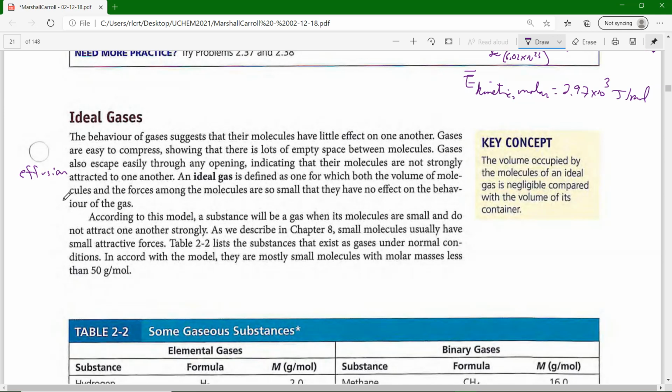one another. An ideal gas is defined as one in which both the volume of molecules and the forces among the molecules are so small they have no effect on the behavior. So another way to say it is the molecular volume itself is a lot smaller than the space the molecules occupy, and the intermolecular forces are very weak. The more a gas is like that, the more we can say it's ideal.